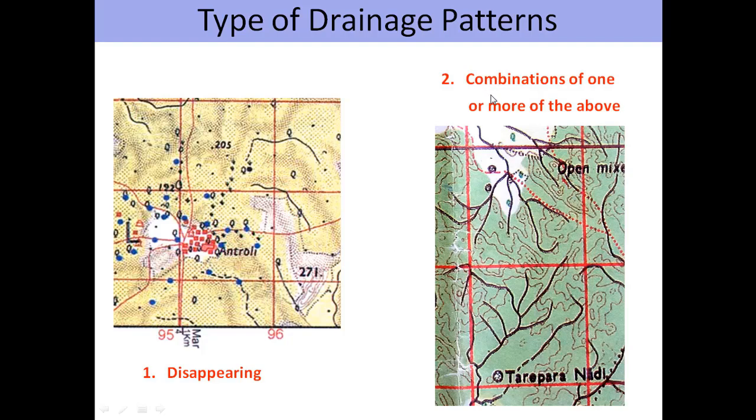Another type of drainage pattern is combination of one or more of above. As you can see in this pattern, you will see a 90-degree angle at the vertices where the two streams are meeting, as well as in the same pattern, or you can say same network, there are two streams meeting here at acute angle. This is what we call the combination of trellised and dendritic.